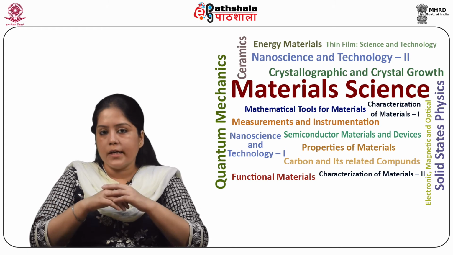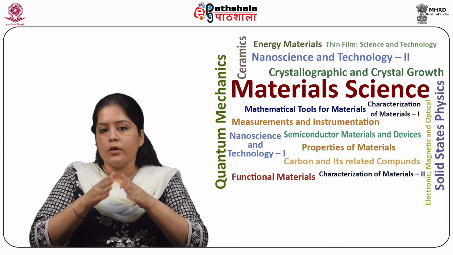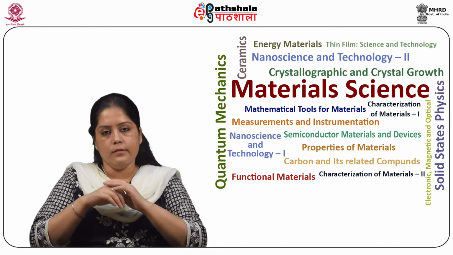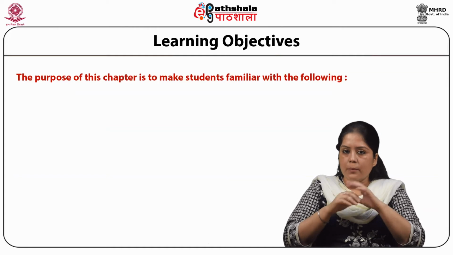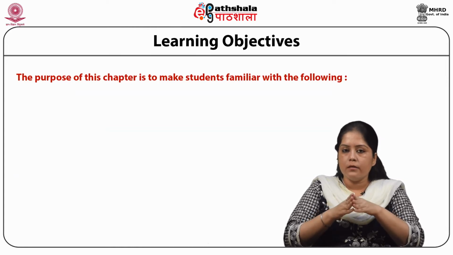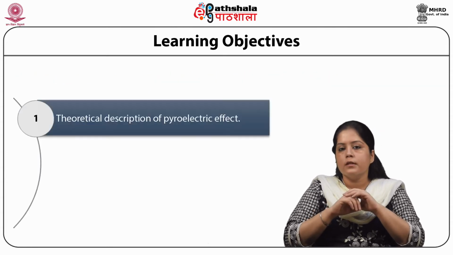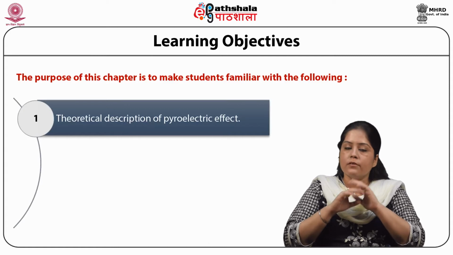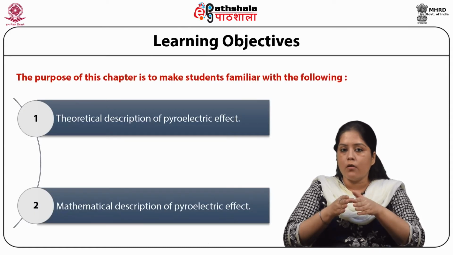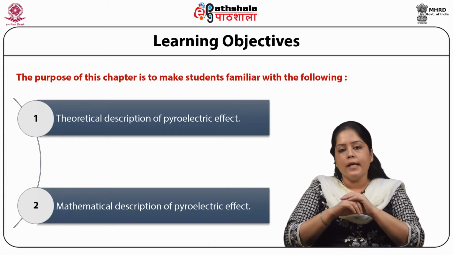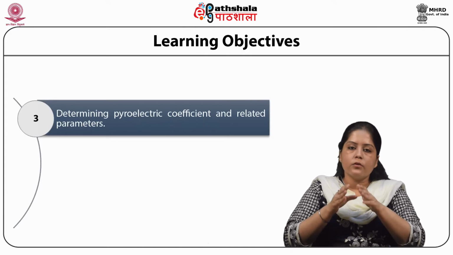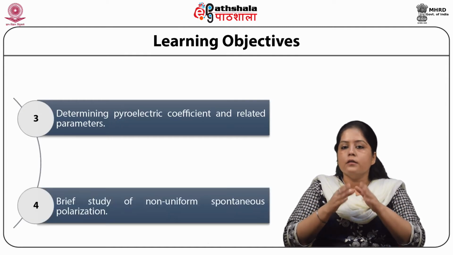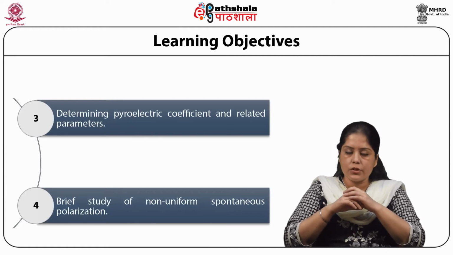So students, today we are going to discuss the module Pyroelectric Materials from the paper Functional Materials. The purpose of this chapter is to make the students familiar with the following. First, the theoretical description of pyroelectric effect. Secondly, we will discuss the mathematical description of pyroelectric effect. Next, we will determine the pyroelectric coefficient and their related parameters. We will also study the non-uniform spontaneous polarization briefly.